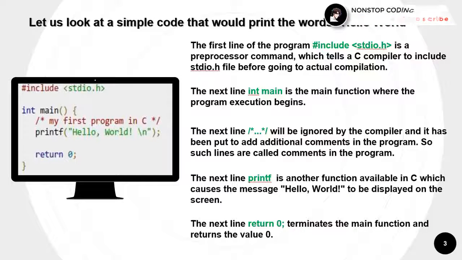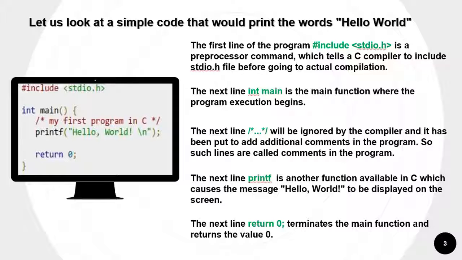Let us take a look at the various parts of the above program. The first line of the program, #include <stdio.h>, is a preprocessor command, which tells the C compiler to include the stdio.h file before going to actual compilation. The next line, int main, is the main function where the program execution begins.